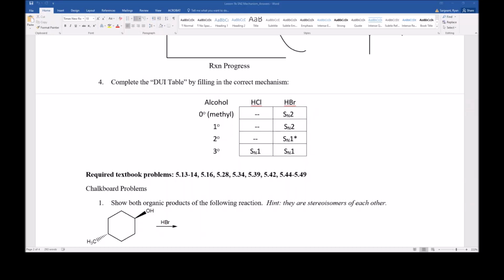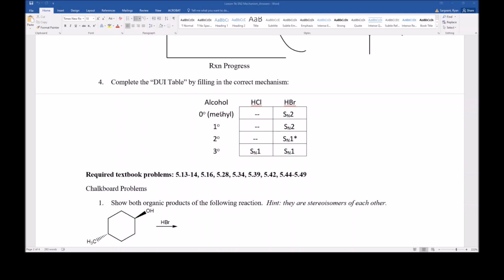For this lesson, we want to address some of the problems with the DUI table and expand it a little bit by looking at some additional reactions. Before we look at the additional reactions, let's go back and think about the DUI table and some of its deficiencies. By the DUI table, I mean the table of the reactivity of alcohols.